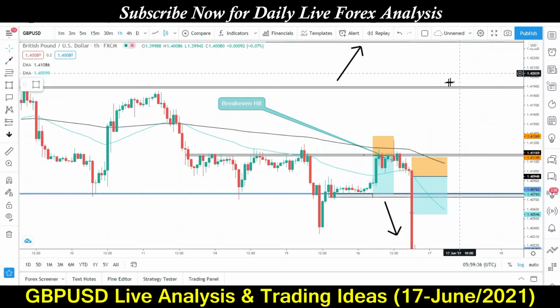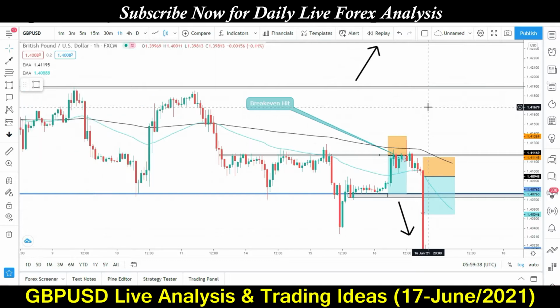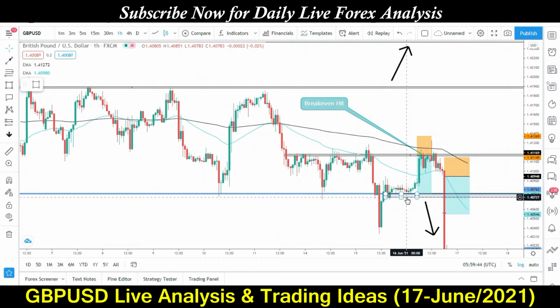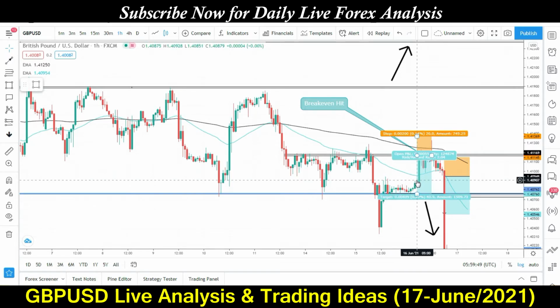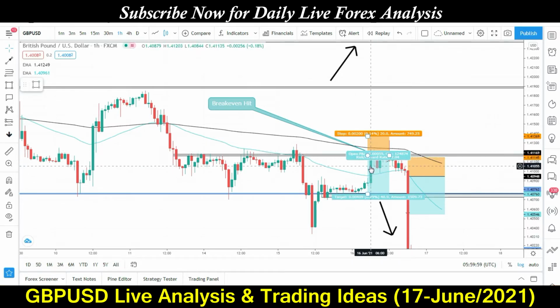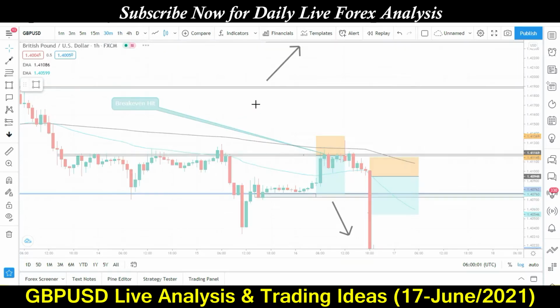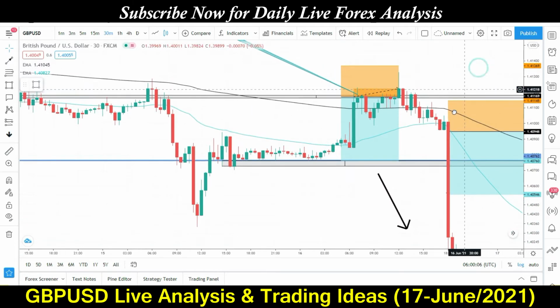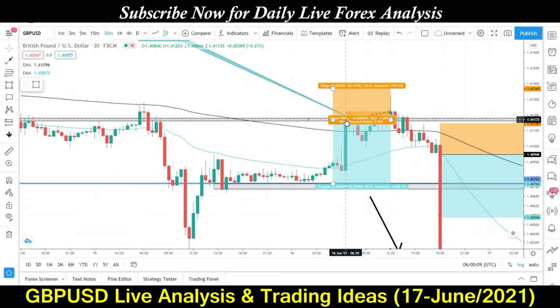In that video, we did these analyses and we said that we will open a buy trade above this resistance level and we will open a sell trade below this support level. The market was almost here when we gave this analysis video. When the market came to this resistance level, there was my moving average, so I was confident that the market would go down to this support level. So basically when the market came to this resistance level, I opened a sell trade.